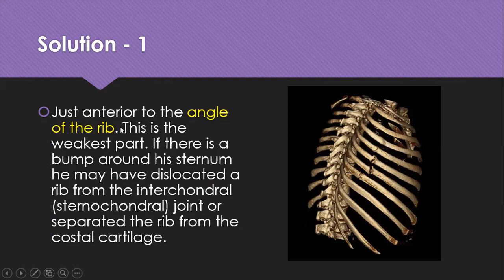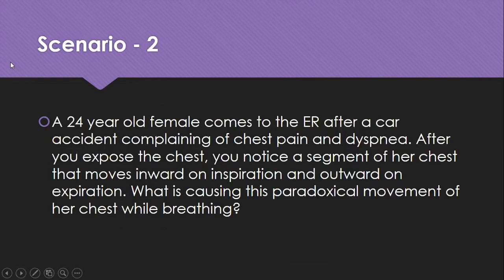And remember, the weakest part of the rib is the angle of the rib. Here you can see the angle of the rib pointed, which is broken. Now, moving on to scenario 2.